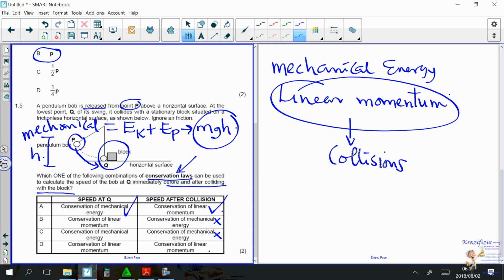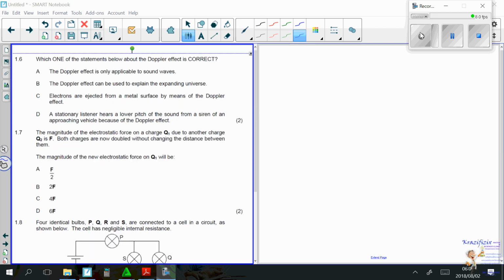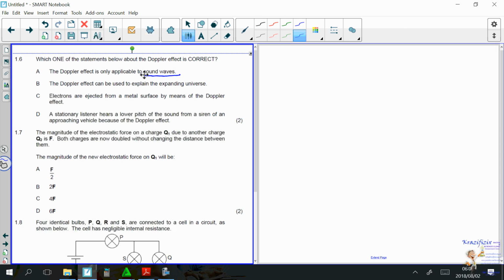All right, let's run to question 1.6. Which one of the statements below about Doppler effect, we're talking about Doppler, which is waves, is correct? The Doppler effect is only applicable to sound waves. That's not true. Light is also involved, so that's not true, because we can talk about our red shift and our blue shift. Next: the Doppler effect can be used to explain that the universe is expanding. Okay, that's correct. That's true.